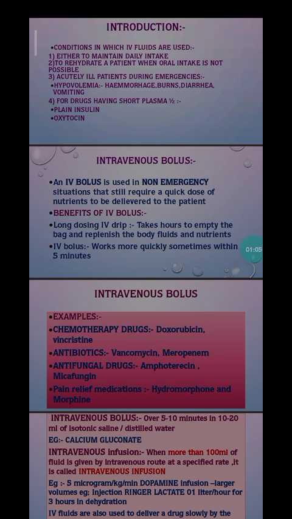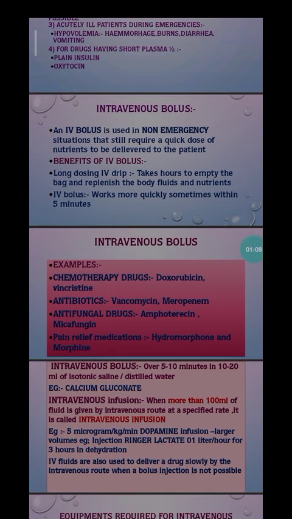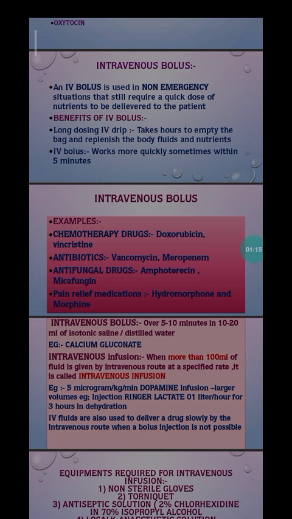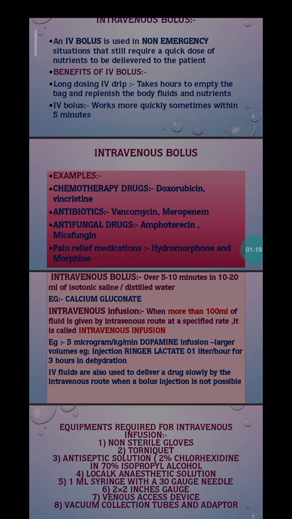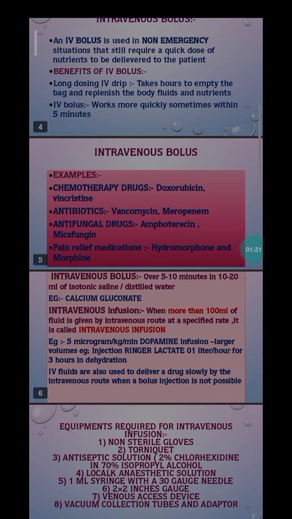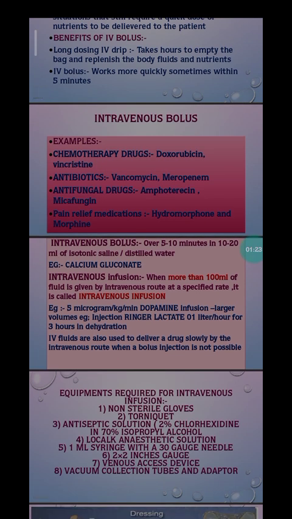Where is IV bolus used? Examples are in chemotherapy drugs like doxorubicin and vincristine, in antibiotics like vancomycin and meropenem, antifungal drugs like amphotericin and micafungin, and in pain relief medications like hydromorphone and morphine. An intravenous bolus is given over 5 to 10 minutes in 10 to 20 ml of isotonic saline or distilled water, example in calcium gluconate.